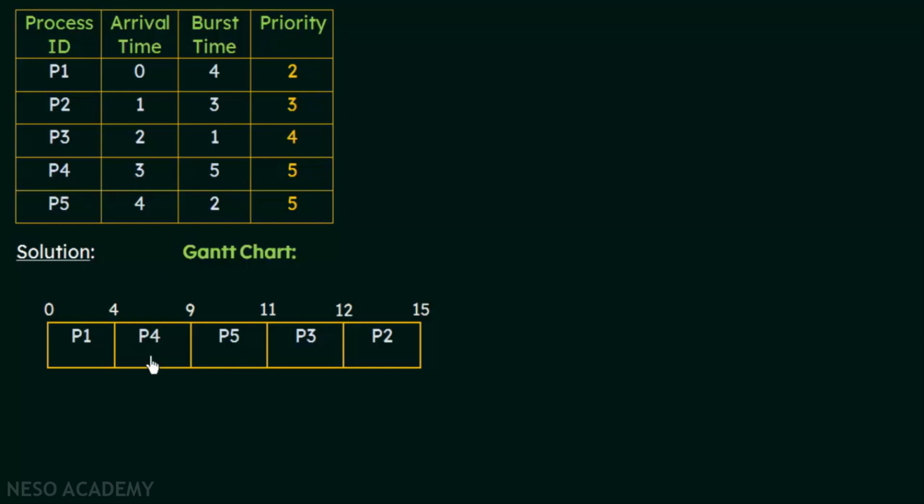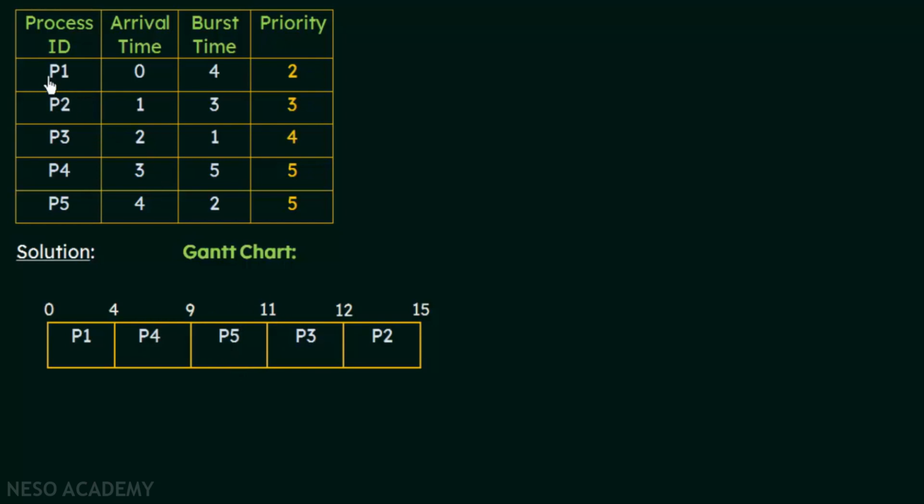So P4 gets the CPU and it will continue its execution for how many milliseconds? 5 milliseconds, because that is the burst time of P4. So from 4 to 9 milliseconds, 4 plus 5 is 9. So up to the 9th millisecond, P4 will continue its execution. So after P4 releases the CPU, who will get the CPU? It's obvious, it is P5, because P5 also had the same priority, but since P4 arrived earlier, the CPU was given to P4. So next, the CPU will be given to P5. And how long will P5 execute? It will execute for 2 milliseconds. So from 9 to 11, 9 plus 2, 11. Up to the 11th millisecond, P5 uses the CPU for its execution.